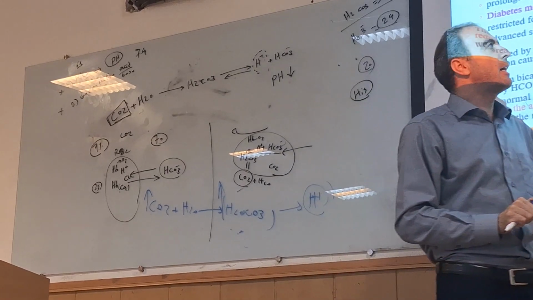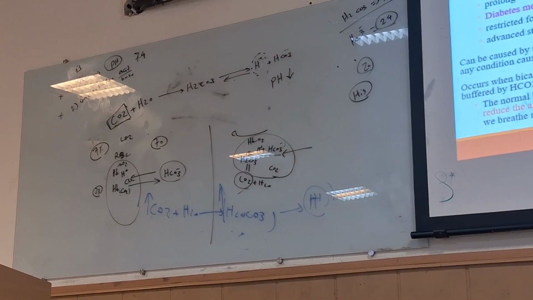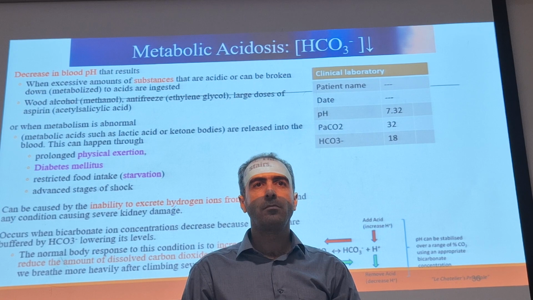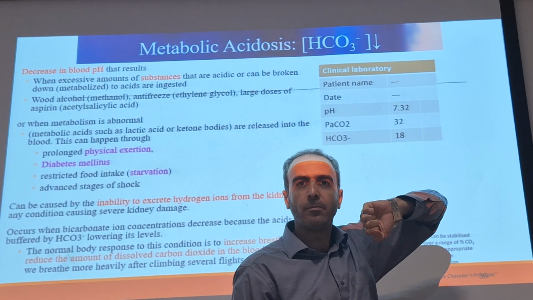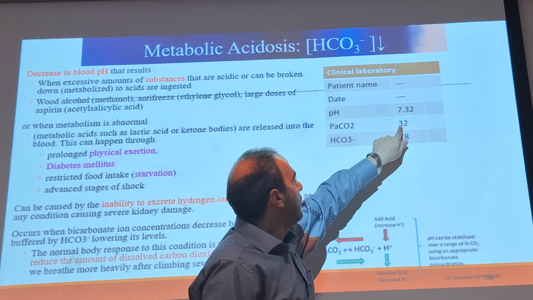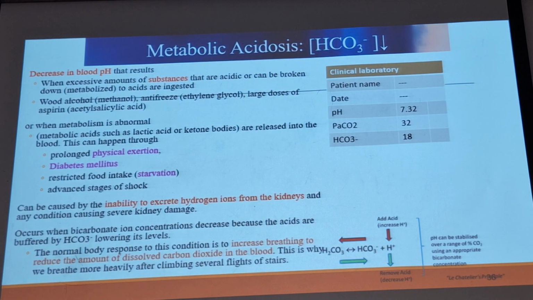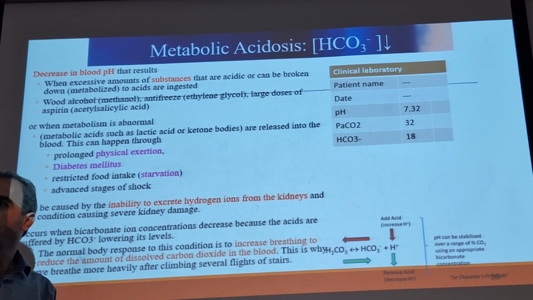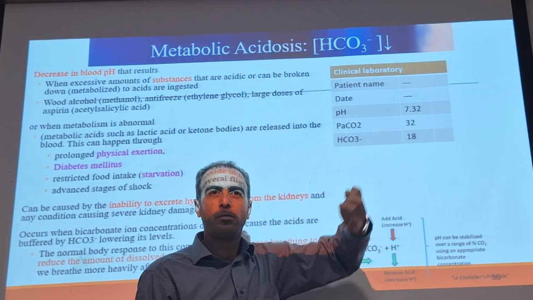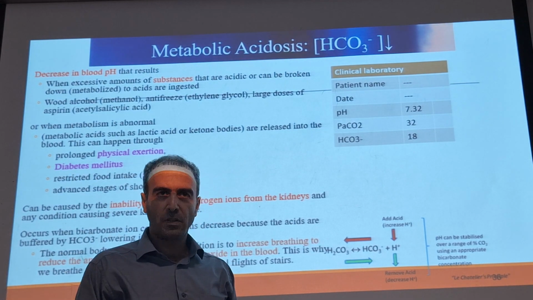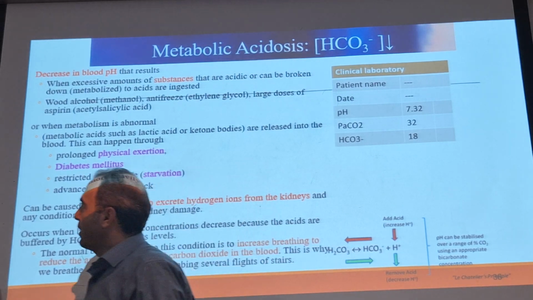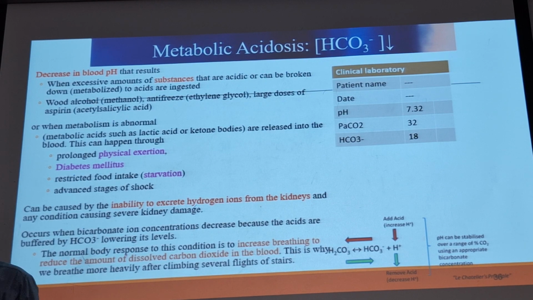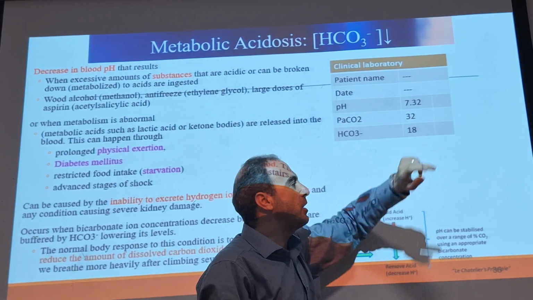So let's look at this situation. First, pH is 7.32. What is the situation, acidic or basic? Acidic. PCO2 is 32. The normal range of CO2 is 35 to 45, and the median is 40. So it's a little less, not normal. CO2 is decreased. About bicarbonate: bicarbonate is 22 to 26 and the normal is 24. Also decreased. So bicarbonate decreased, CO2 decreased, pH decreased.